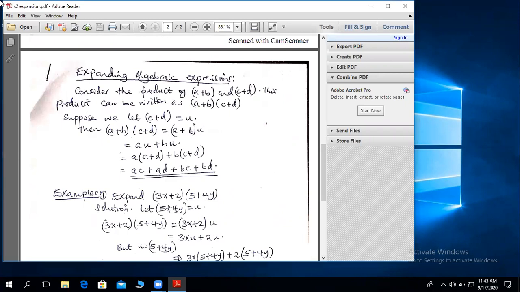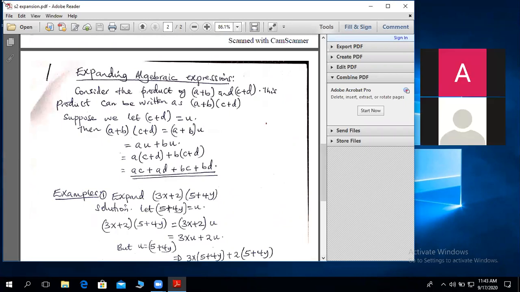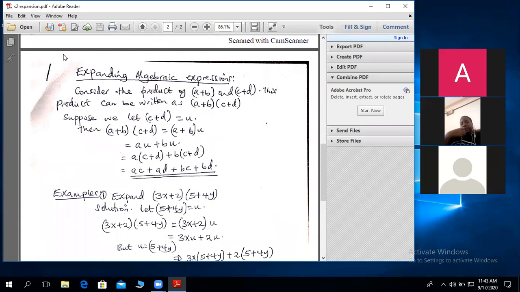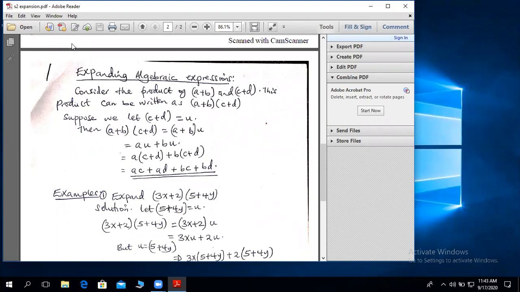So today's topic is here. Expansion of algebraic expressions. This is the most important topic in mathematics. Anyone who does not know how to expand does not know mathematics. Like I told you, I've given you a few examples, but I want you to understand them.